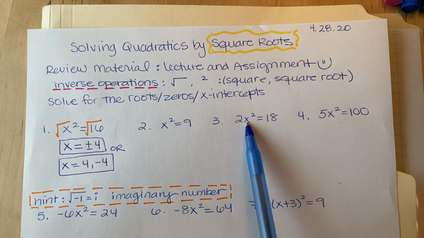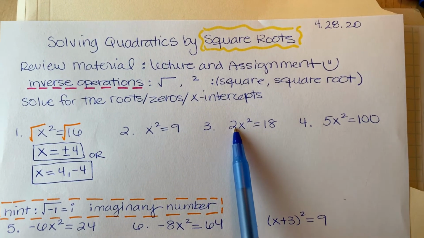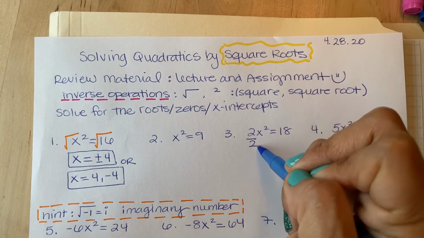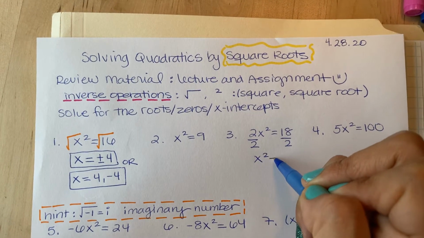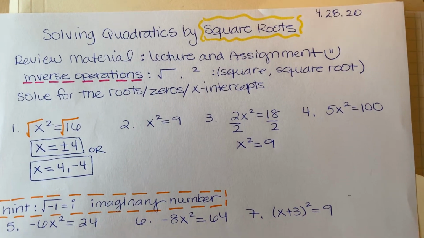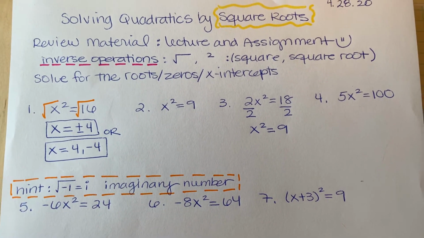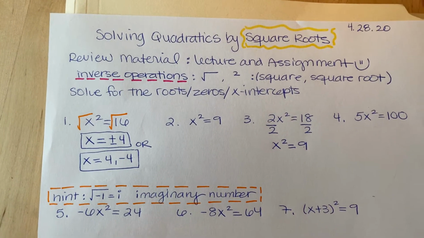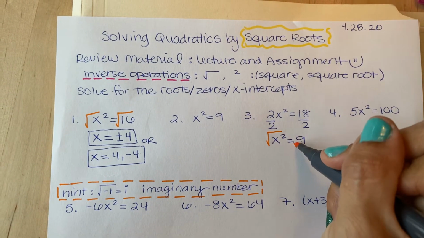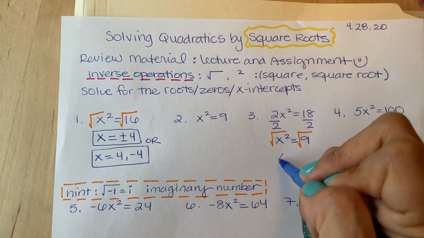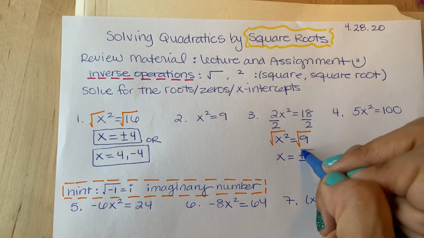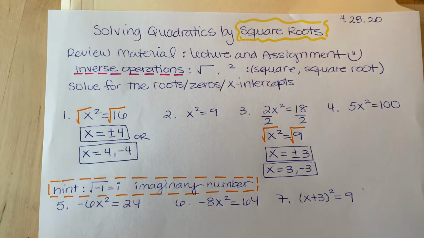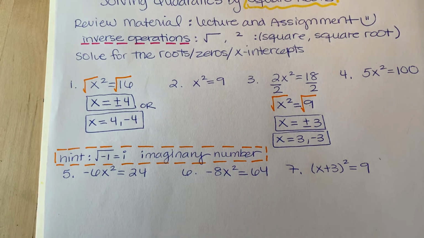Let's jump to 3. Here, my x squared is not isolated. I need to inverse operate this 2 coefficient, and so we divide by 2. Remember, we want to isolate. I just don't want to make any mistakes because I don't want to get to the very bottom and then mess up. 2 divided by 2 is 1. 2 goes into 18 9 times. Now square root. And so x is equal to plus or minus 3, or 3 comma -3. Either or.